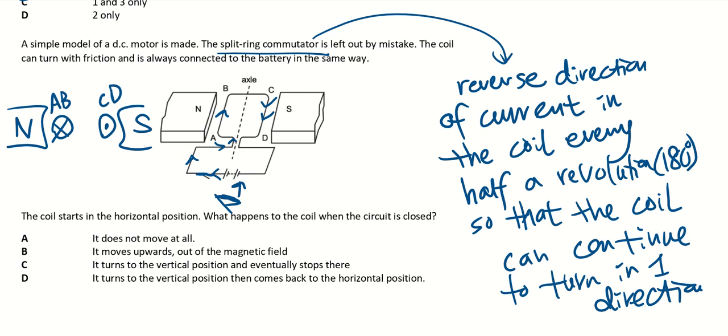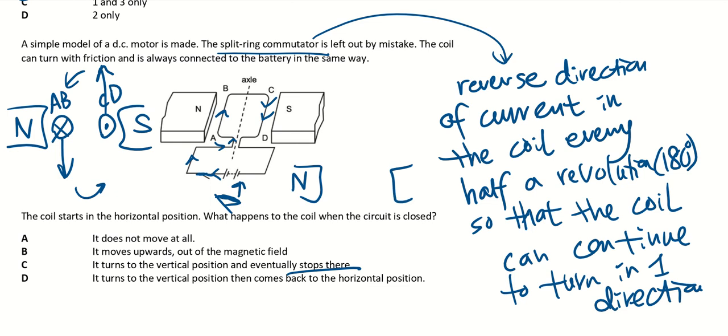When I apply Fleming's left-hand rule, I find that AB is going to move down. The force on AB is down, and the force on CD will be up. That means they will start to rotate in the anti-clockwise direction. But once it rotates in the anti-clockwise direction, because there's no split ring, it will just stop there. I will draw how it looks like.